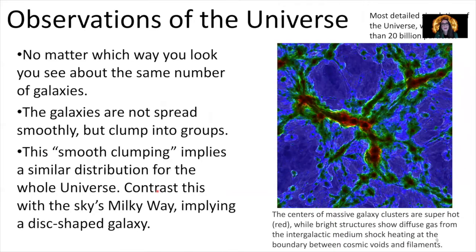And no matter which way you look in our universe, you see about the same number of galaxies. But these galaxies are not spread out smoothly in our universe. They're spread out into clumps or groups.